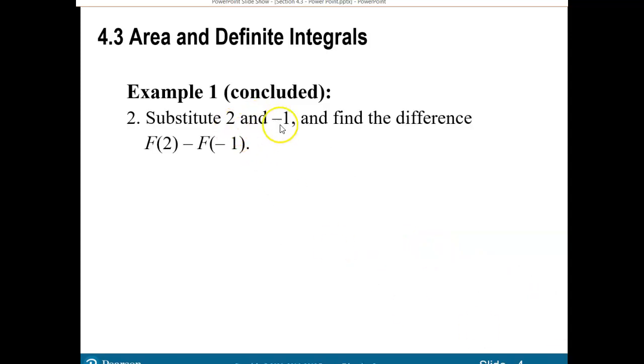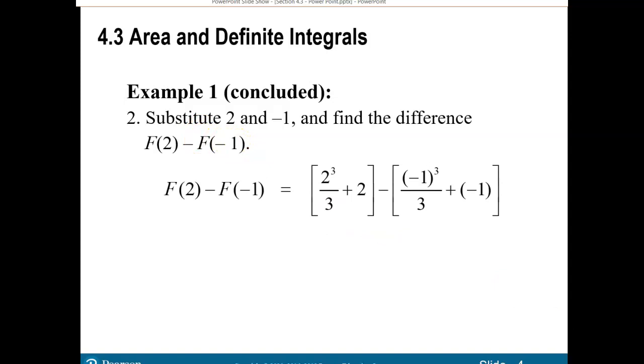Okay, substitute the endpoints of our interval. Our interval was from -1 to 2, so we substitute the right endpoint first, plugging in a 2 and a -1. So capital F of 2 minus capital F of -1, capital F referring to the antiderivative. Capital F of 2 was that x to the third over 3 plus x, so we get 2 to the third over 3 plus 2. And then we subtract: -1 to the third over 3 plus -1.